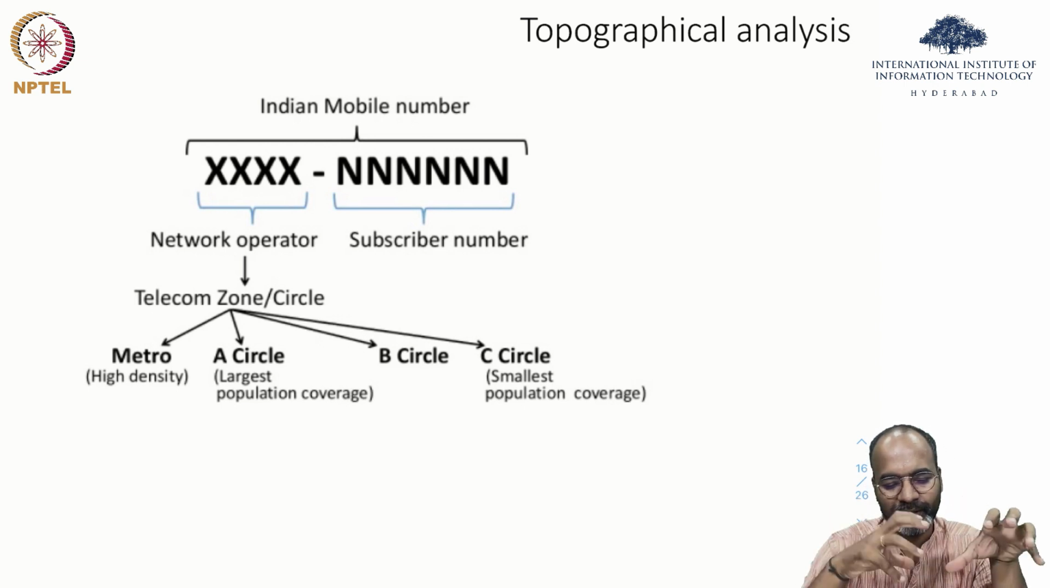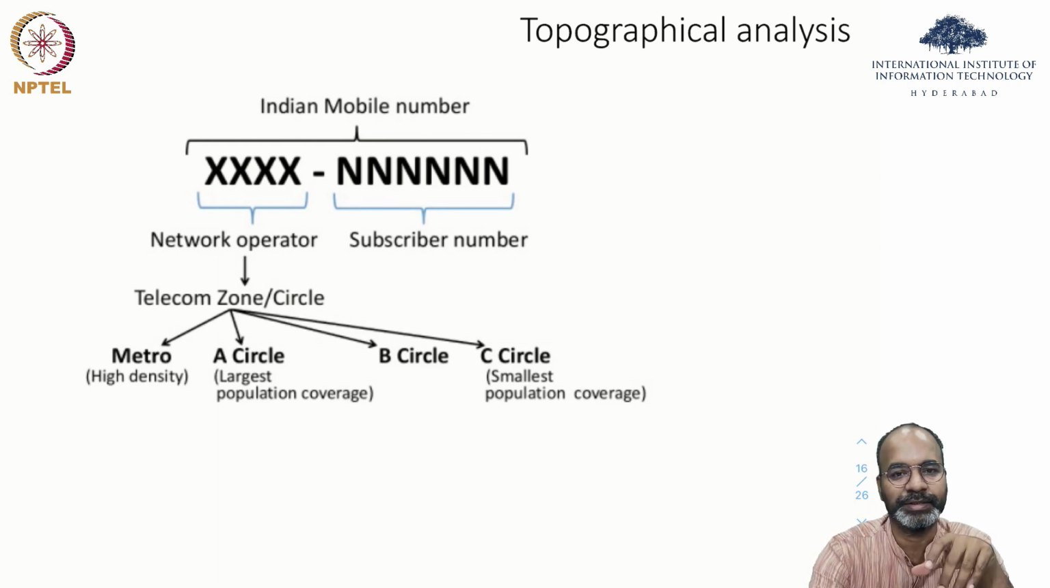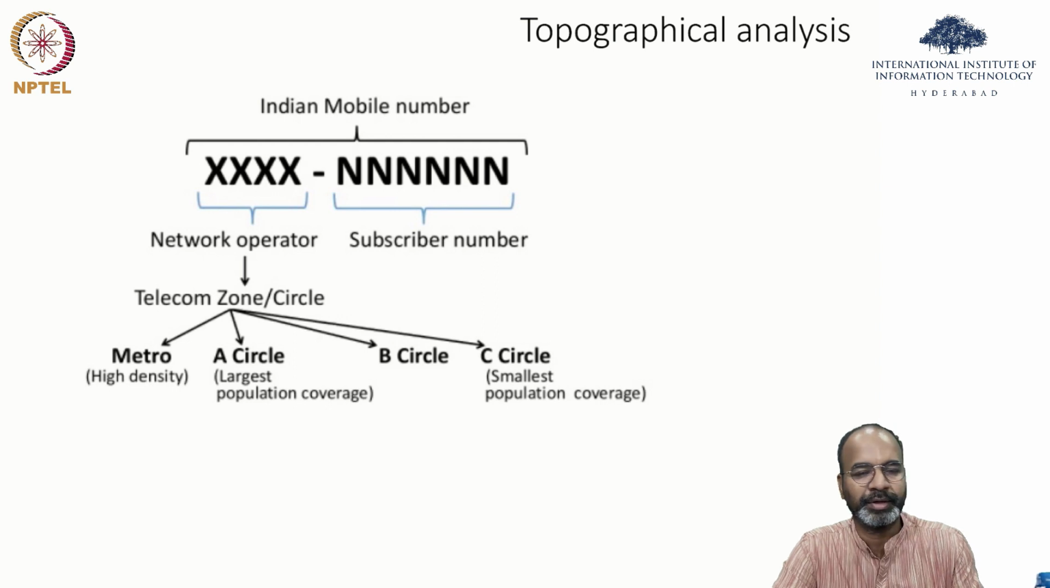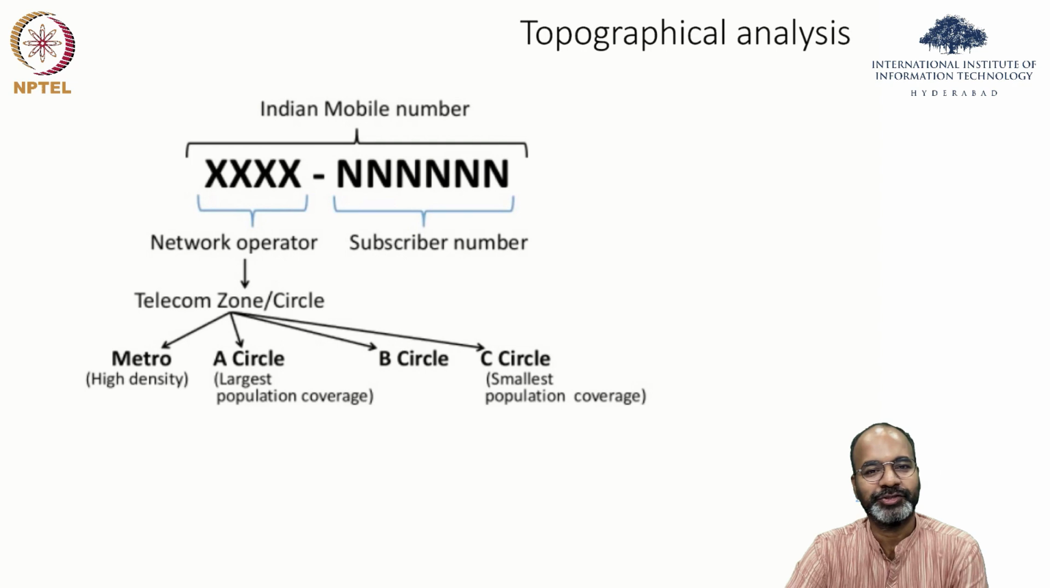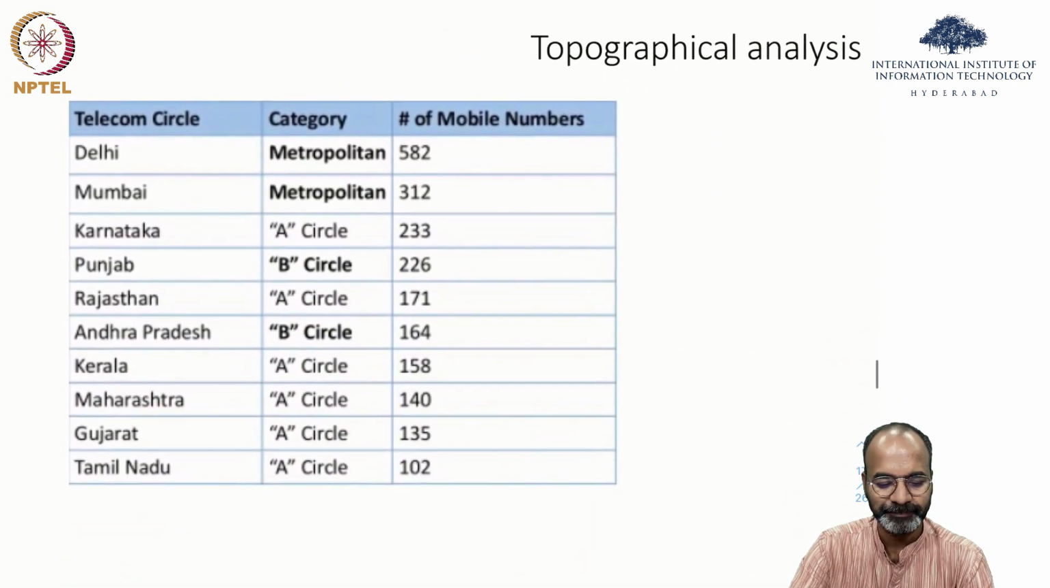So if you look at the first 4 digits, then you can say that, okay, there is this metro, large population coverage, B circle, C circle, all of this, right? So there are different pieces of information that you can get from the first part of the number itself. And these things we actually understood from some telecom provider. It's possible that some things may have changed, but this is what we had when we were doing this work.